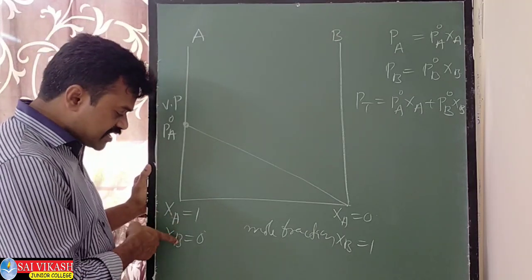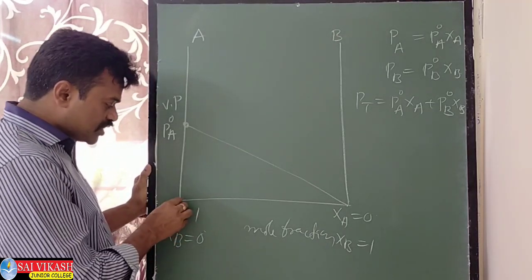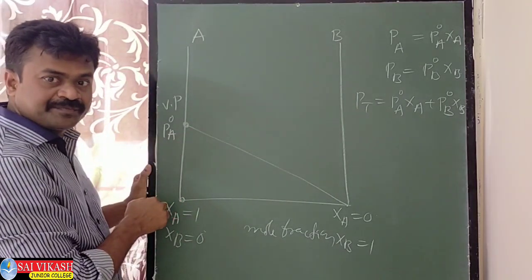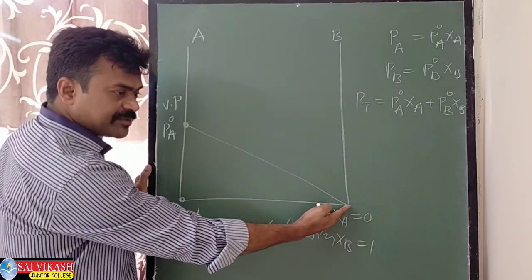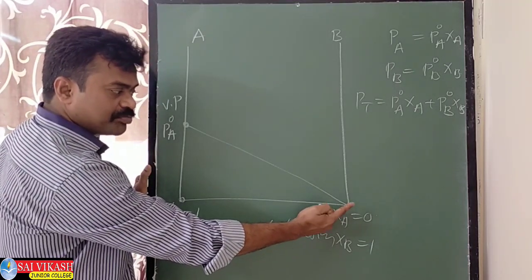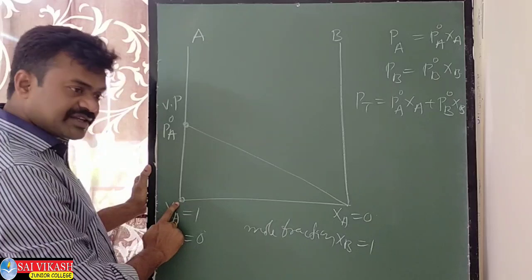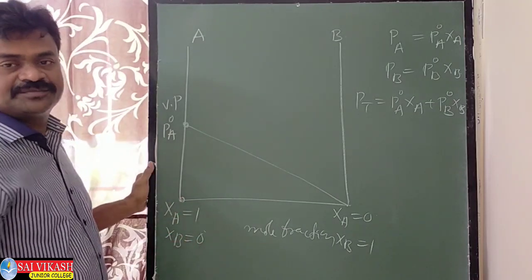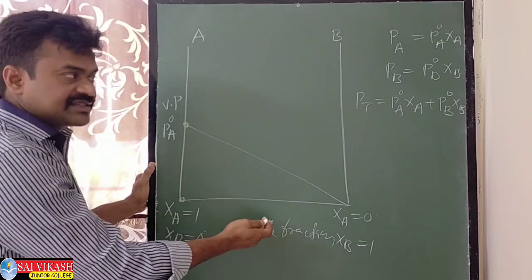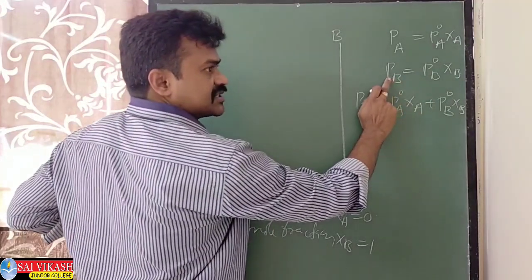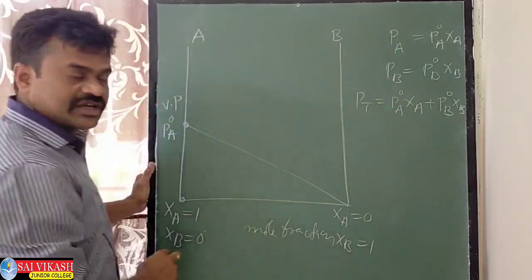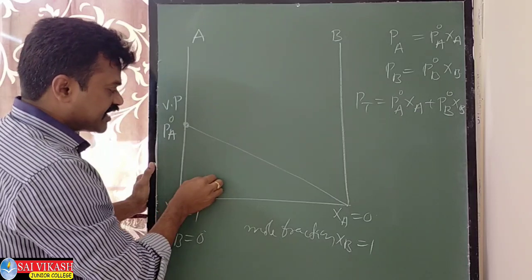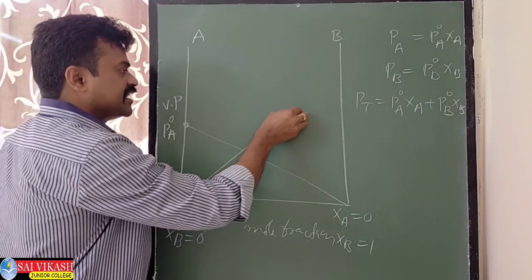See this. Here the mole fraction of B is 0, so the partial vapor pressure with respect to B is 0 here. Here the partial vapor pressure of A with respect to component A is 0, and with respect to B it will be 0, because the mole fraction of B is 0. When B increases, the partial vapor pressure of B also increases. If it increases, the graph is rising up now.